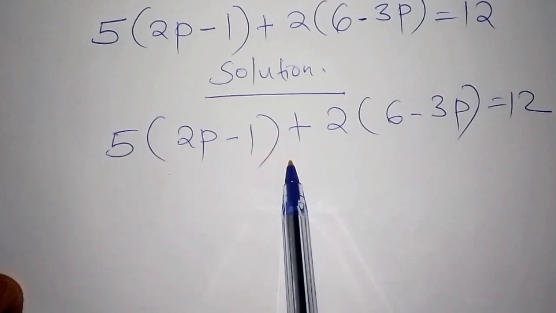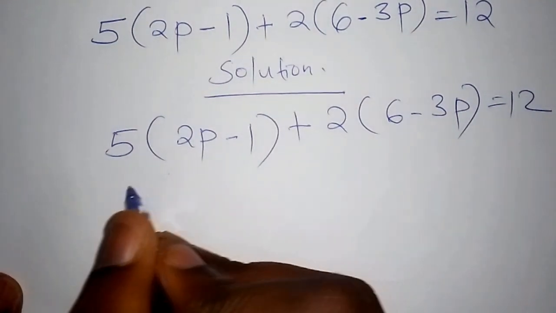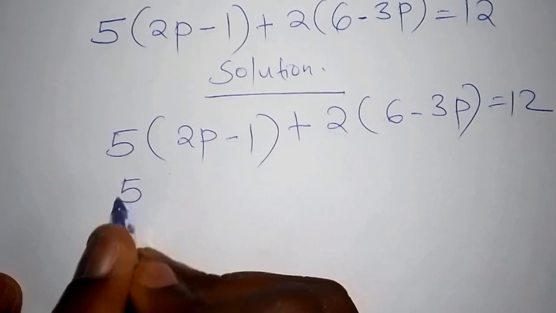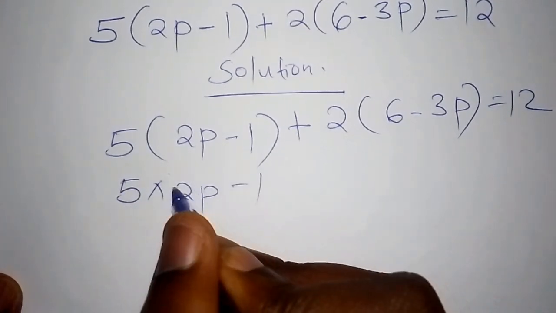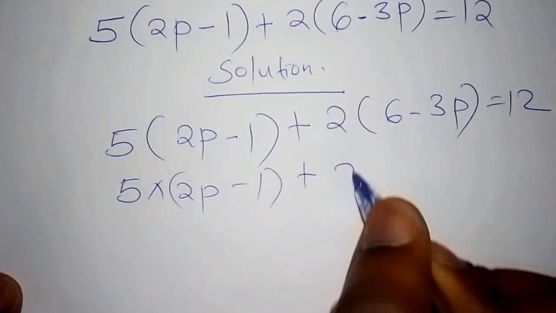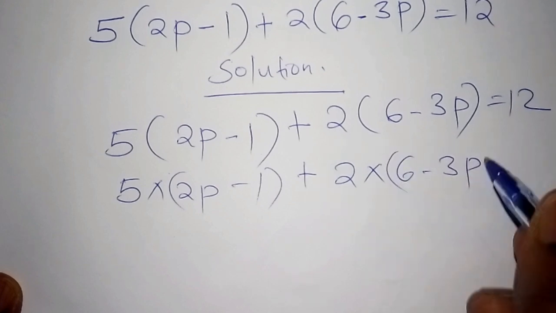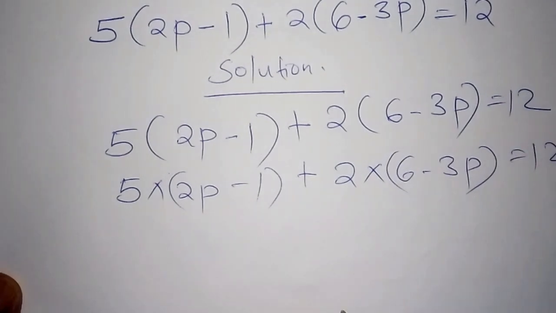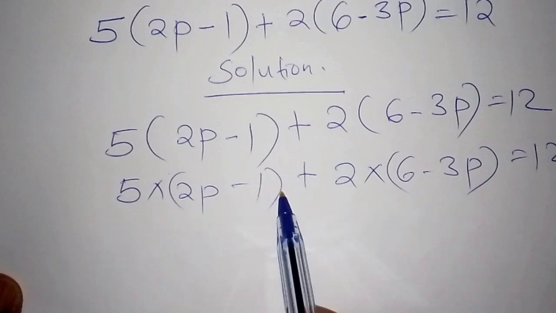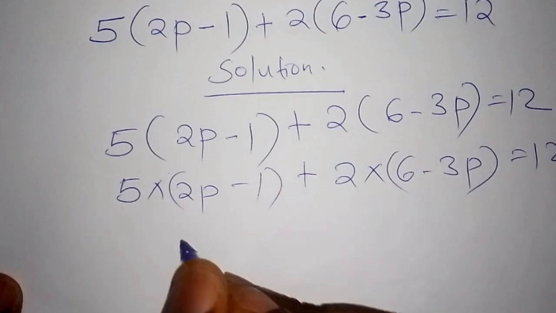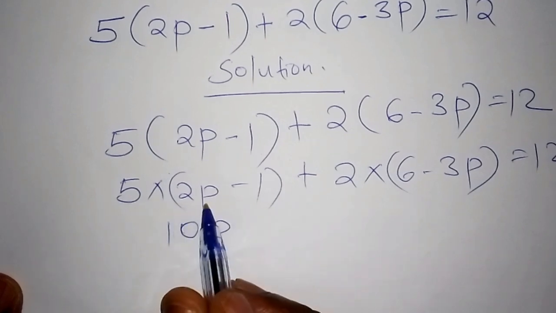So how are you going to do that? So let's work it out. 5 multiplied by 2p, minus 1, so all of that, then plus 2 multiplied by 6 minus 3p, then close the bracket, is equal to 12. So 5 multiplied by the number inside the bracket, that is 5 multiplied by 2p, we shall have 10p. So 5 multiplied by 2p is 10p.